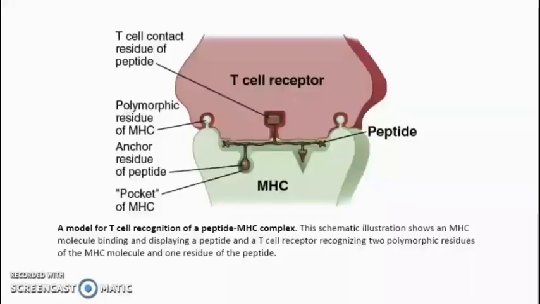Here is a model for T cell recognition of a peptide-MHC complex. As we can see here, the MHC molecule binds and displays a peptide, and the T cell receptor recognizes two polymorphic regions of the MHC molecule and one residue of the peptide.